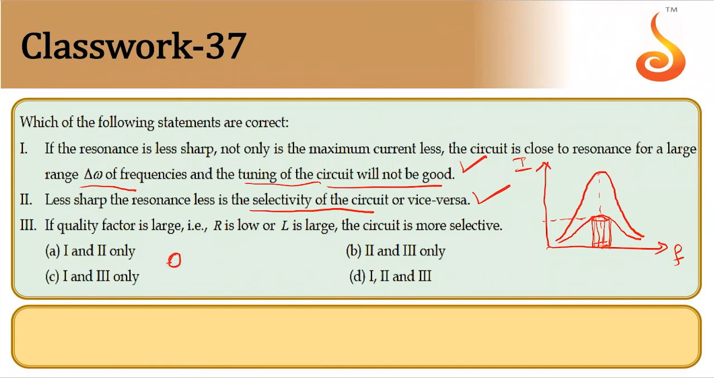Quality factor is omega L by R, the ratio of voltage across inductor to the voltage across resistor at resonance. So it will reduce to omega naught L by R. If L is large and R is less, then quality factor will be high. If quality factor is high, then sharpness will be high. If sharpness is more, circuit will be more selective. So it must be option D, 1, 2, and 3. All the three statements are correct.